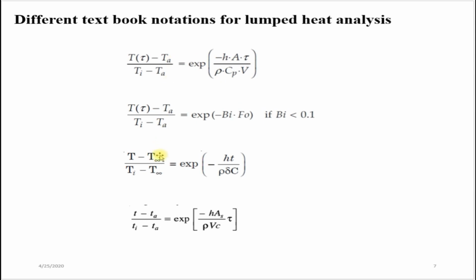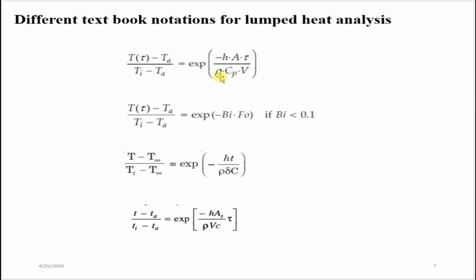Some textbooks use T infinity, or some textbooks use small ta. Ta or T infinity will be the ambient temperature. Ti will be the initial temperature. T of T, or T, or small t, all are temperature after some time interval t.